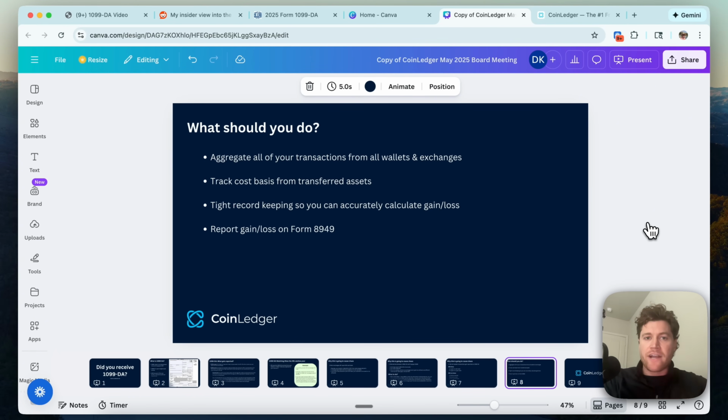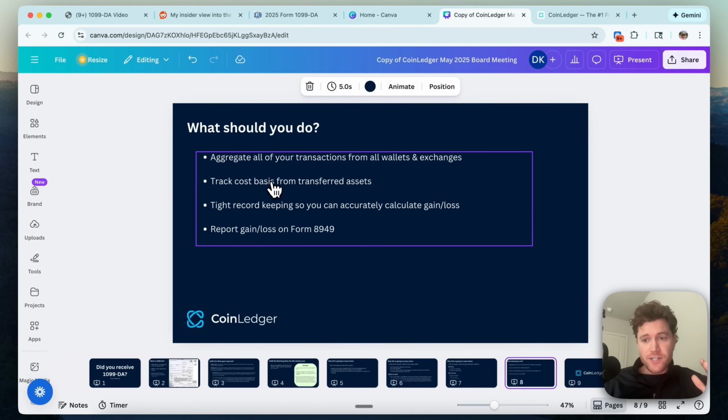So to do that, aggregate all of your transactions from the wallets and exchanges that you use. You can do this by pulling the data directly from your exchanges and wallets. They all offer these data export features, and then you'll have that transaction data for your records. You can also use crypto tax software like CoinLedger to handle this automatically. But if you want to do it manually, you can do that as well.